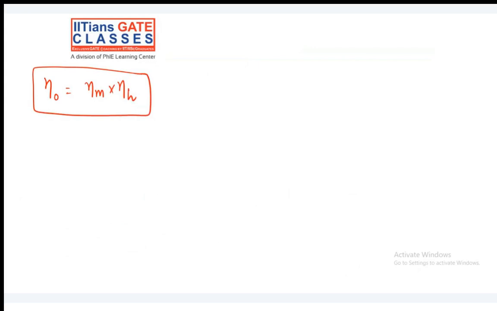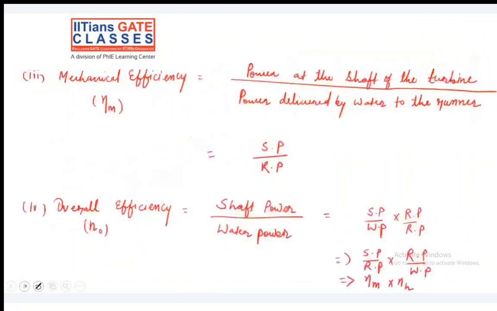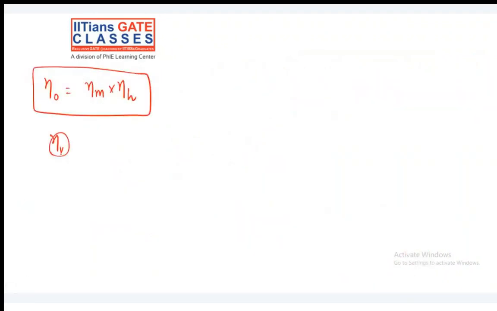Now, sometimes eta volumetric is also given, eta v. If this is also given, then what do you do? Your overall efficiency is the multiplication of all of these three, meaning eta m, eta h, and eta v.